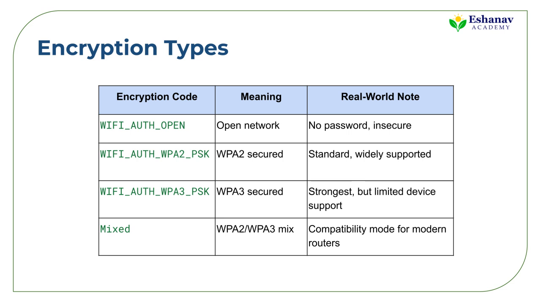WPA3 is newer and stronger, but some IoT hardware, including older ESP32 libraries, may not fully support it yet. Sometimes, routers run in mixed WPA2 to WPA3 mode to ensure compatibility. As a rule, always prefer WPA2 or WPA3 when building IoT systems. If your project must connect to an open network, you should add security at the application layer, for example, using TLS for MQTT communication.